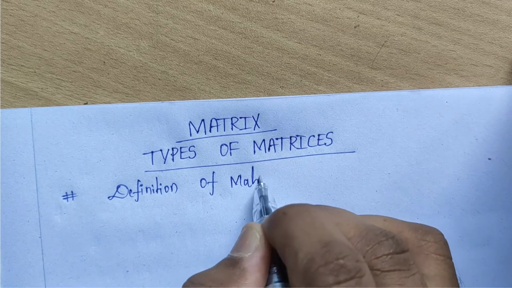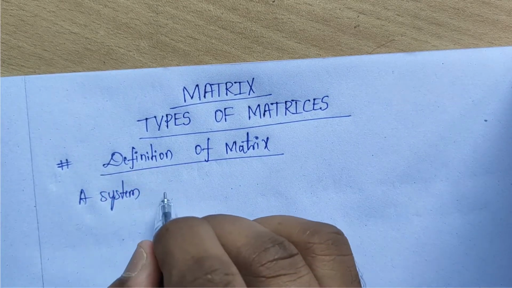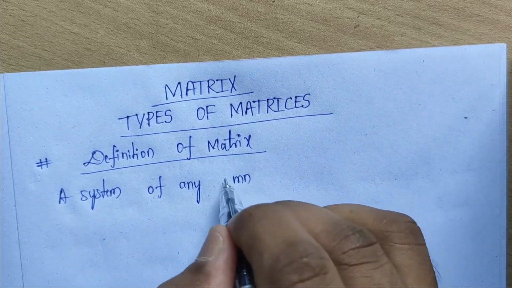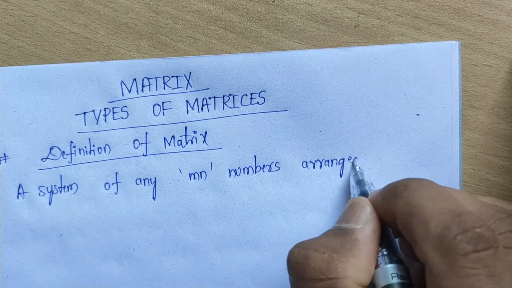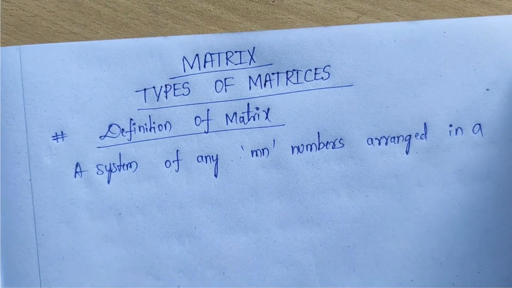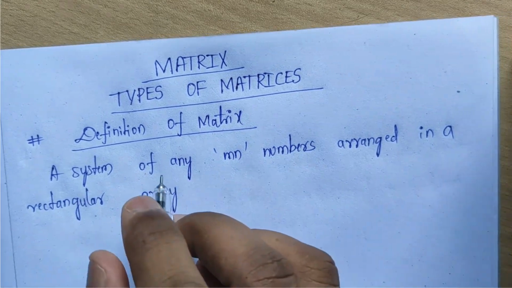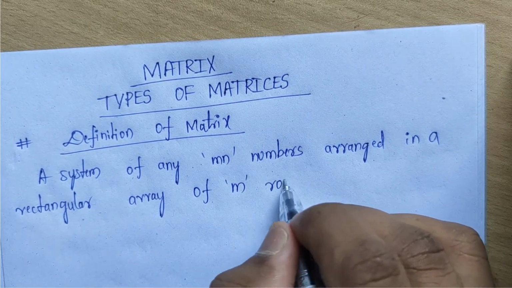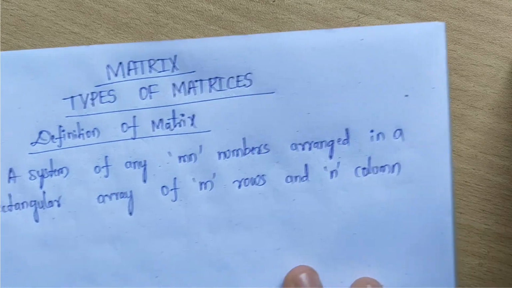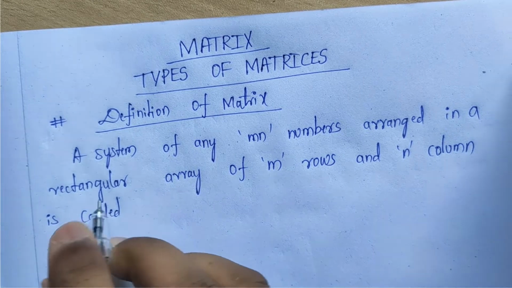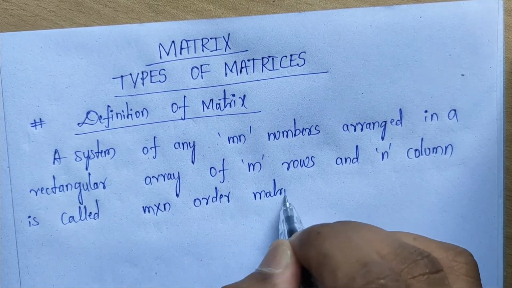Definition of matrix. A system of any m n numbers arranged in a rectangular array of m rows and n columns is called an m cross n order matrix.